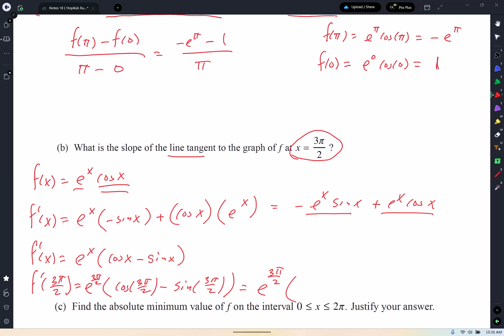1 or negative 1? Negative 1. So you have 0 minus a negative 1. So you just get 1 times that. So the answer is e to the 3 pi over 2.